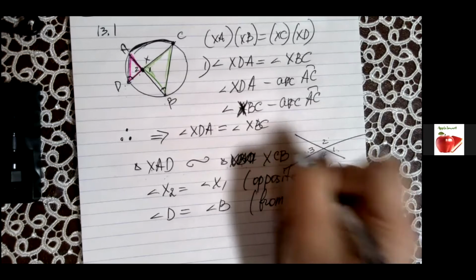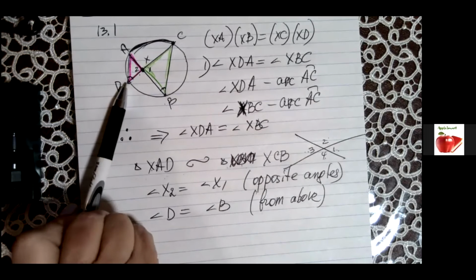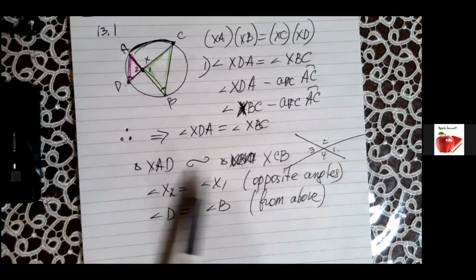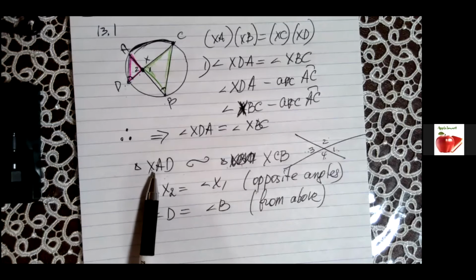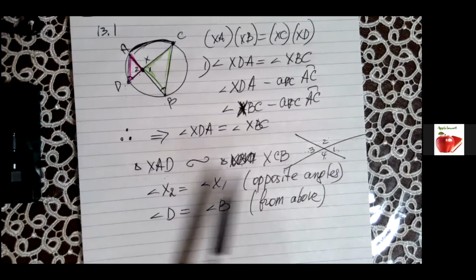XCB. The reason is we proved that angle D is equal to angle B, and these are my last 2 letters in each triangle. Therefore, in the middle, here I will have angle A, and here I will have angle C. So these two triangles are similar. So it was proven following AA, angle-angle.